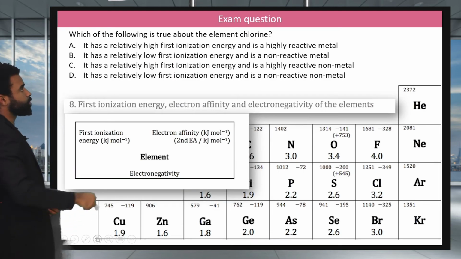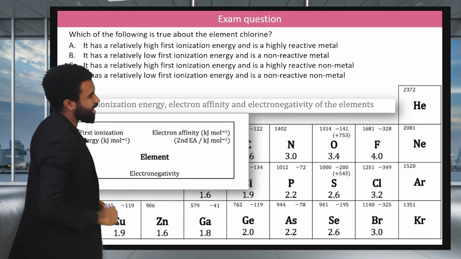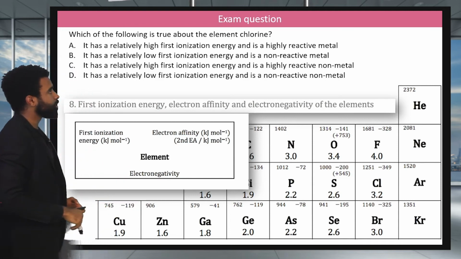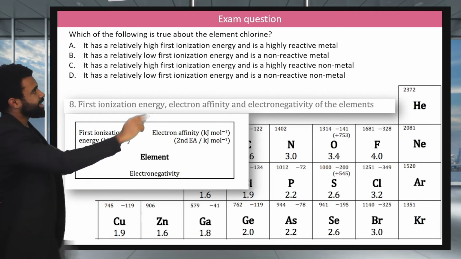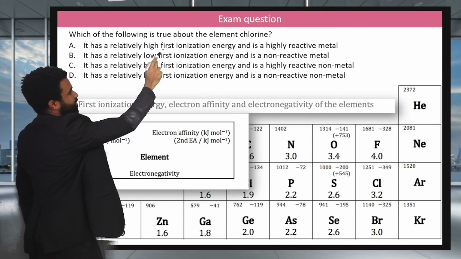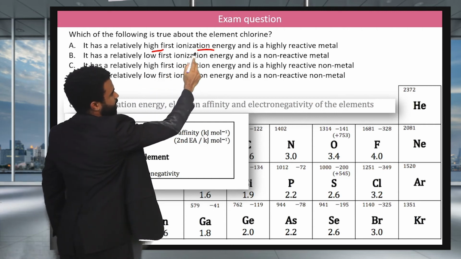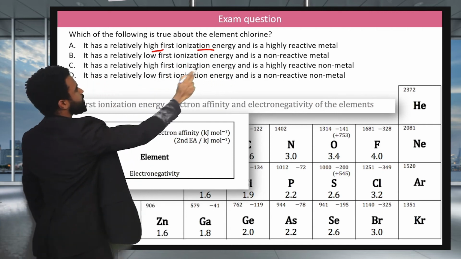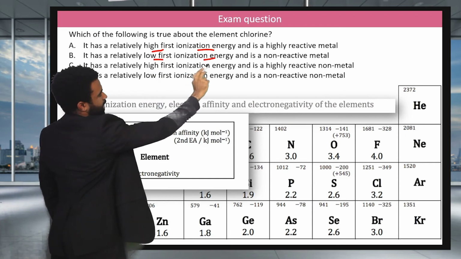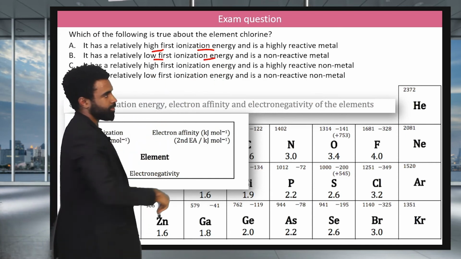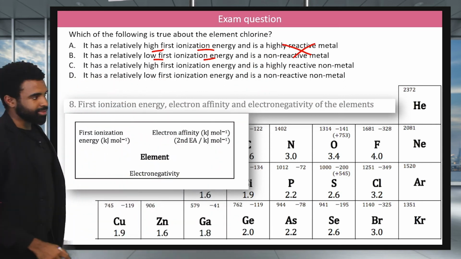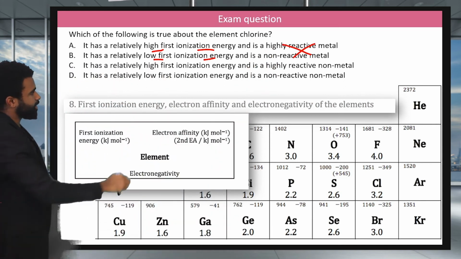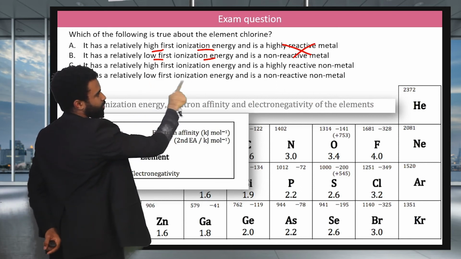Here's one question for you. Which of the following is true about the element chlorine? Pause the video and think about how you would answer this question. The first option is that it has a relatively high first IE, and it's a highly reactive metal. Relatively low first IE, and it's a non-reactive metal. Well, obviously we can cross those two out because those aren't going to be correct. It's not a metal, it's a non-metal, right? And then the question is, does it have a high or a low first IE?